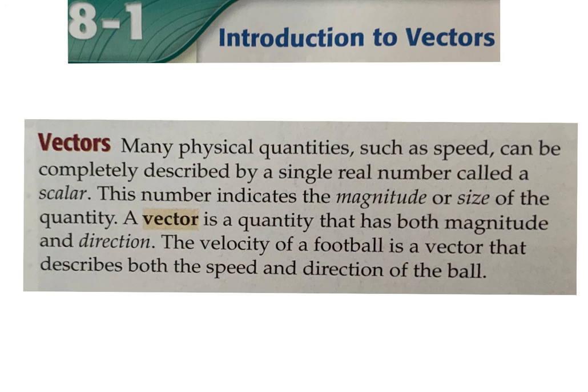A vector is a quantity that has both magnitude and direction. The velocity of a football is a vector that describes both the speed and the direction of the football. All right, also the players. Often football is used for vectors.